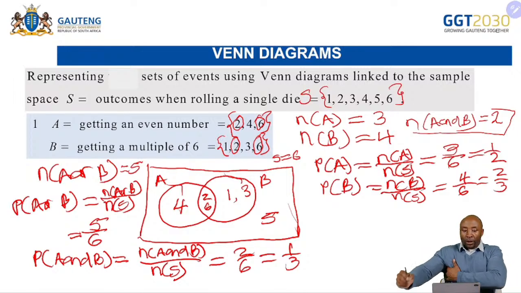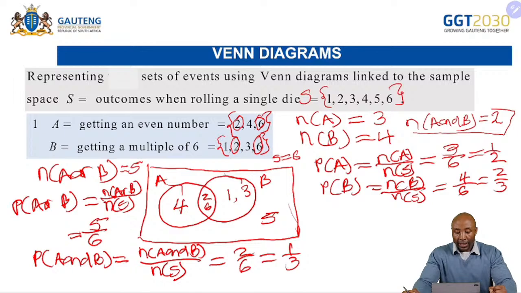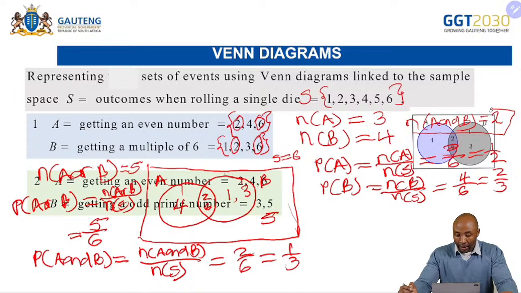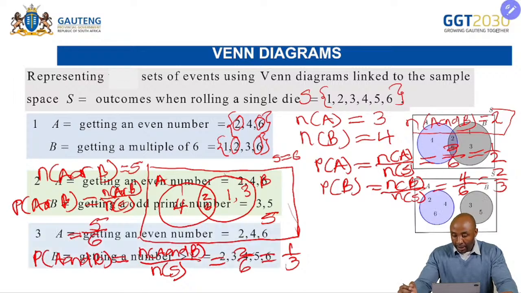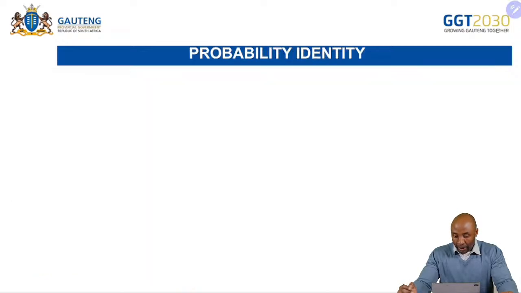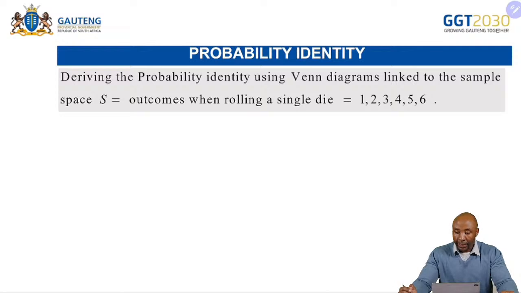Now, we want to find a quicker way of finding the probability of A or B, and this will lead us into something that is known as the probability identity that we have spoken about. Now, there are our outcomes, and we shall move on now to the probability identity.